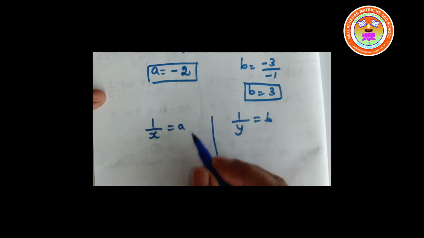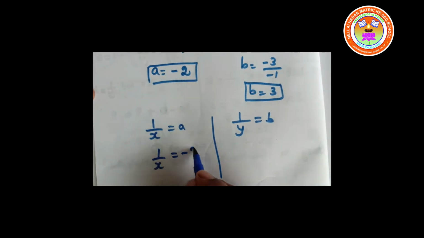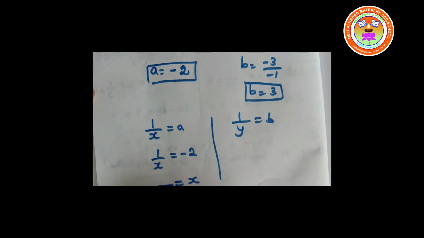Now a value is what? Minus 2. So 1 by x equal to minus 2. So if you want to find x, you bring x this side and minus 2 down. That is x equal to minus 1 by 2.